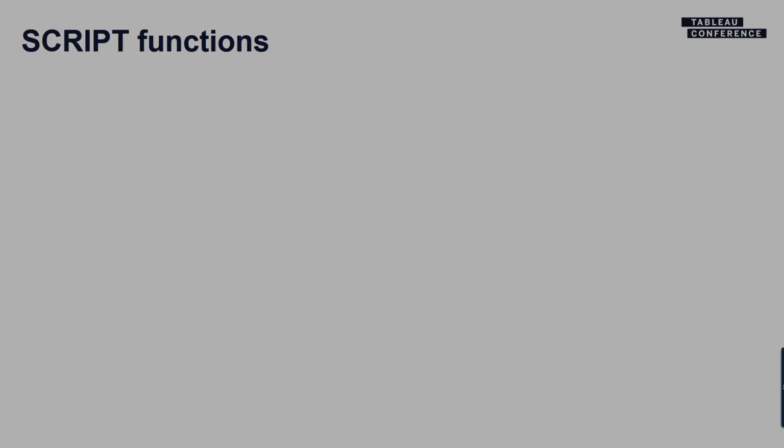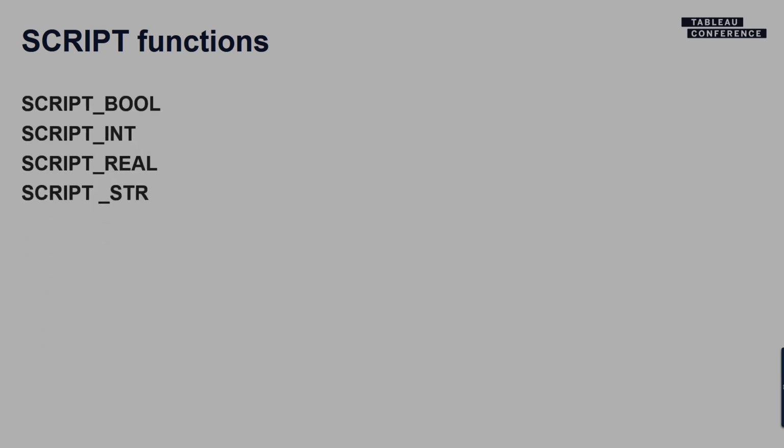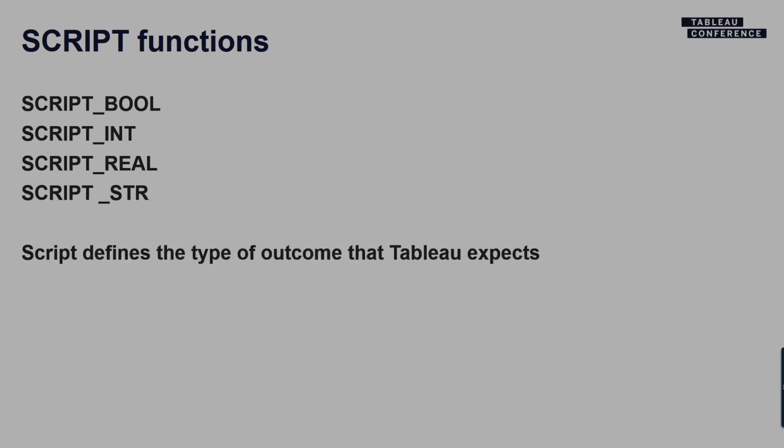So how do we call upon one of these functions? We do this with script functions, and you can find those in the calculated field editor. There's 4 functions that you can leverage: script bool, int, real, and string. The script function, of course, meaning that we're going to call upon an external service. And then the end bit is just stating the type of output that Tableau is expecting to come back from that external service. So in the case of Boolean, it's a true false. Integer, they're whole numbers. Real are decimals, and of course string is text.